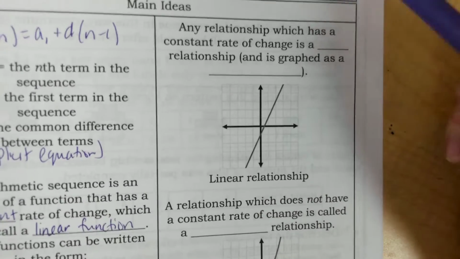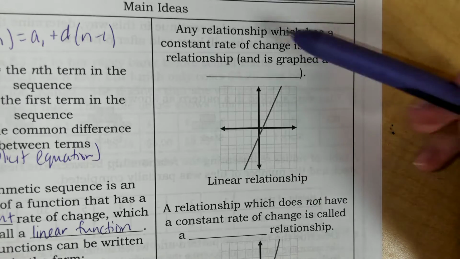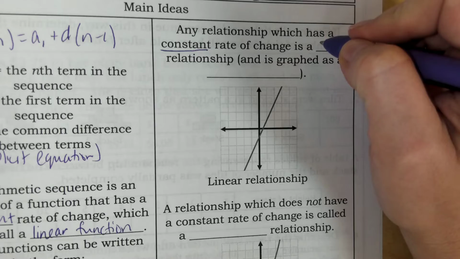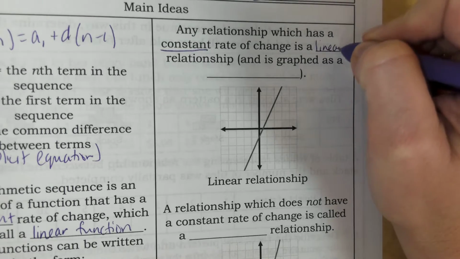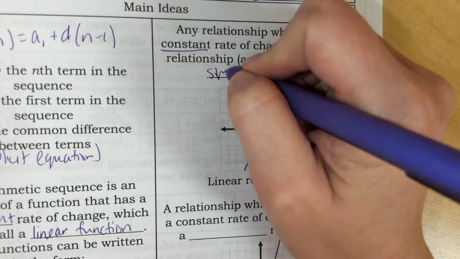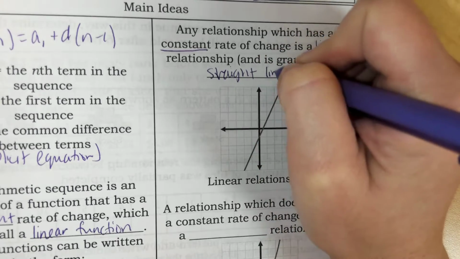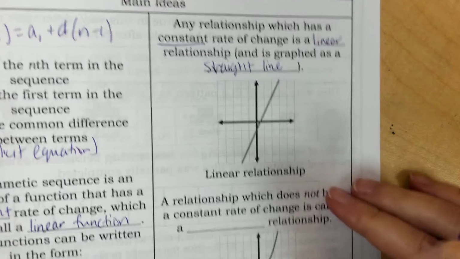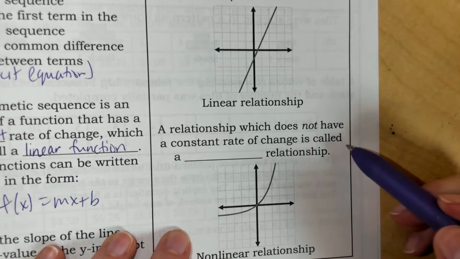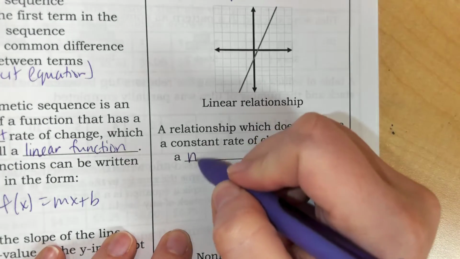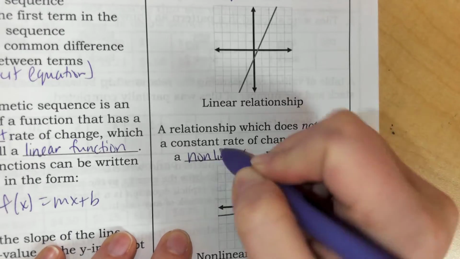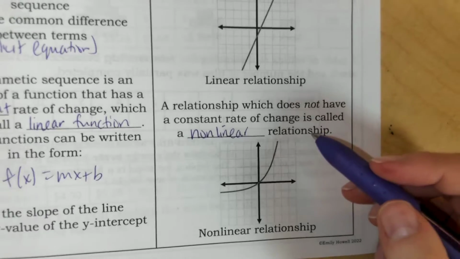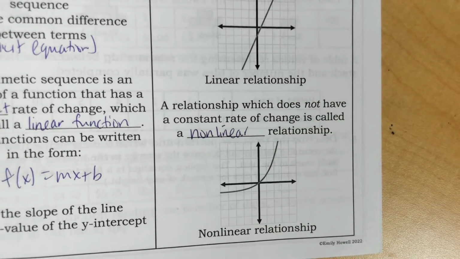One other piece of information we need to understand is that any relationship which has a constant rate of change, constant being the key word, is a linear relationship and is graphed as a straight line, like the example below. This is a straight line, it is a linear relationship. A relationship which does not have a constant rate of change is called a non-linear relationship, and this would be an example, but it's any relationship that's not a straight line. So these are the basics.